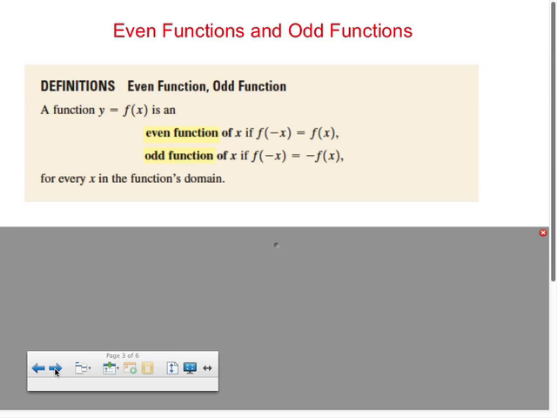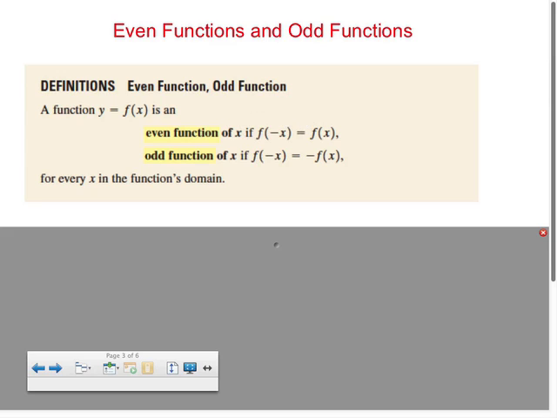So now let's talk about even functions and odd functions. Here's the definition. An even function is one such that if you plug in an x and if you plug in a negative x, you actually get the same y value. And it happens not just once, but for all x values. So if you plug in 8 and negative 8, you plug in 2 and negative 2, you plug in 9 and negative 9, you plug in decimals. All of those, we always get the same y value. That makes it an even function.